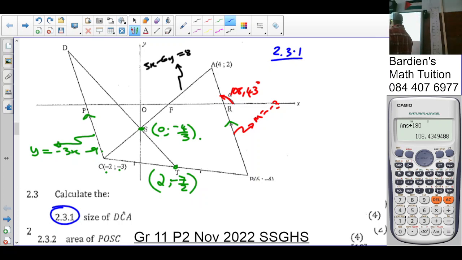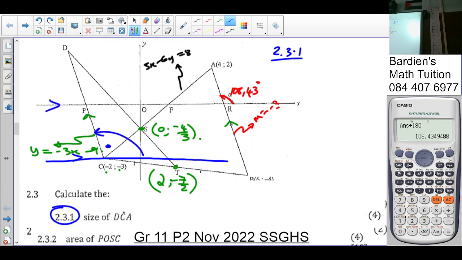Calculate the size of DCA. So angle DCA, this angle. So if I draw a line parallel to your x-axis, why do I do that? Because I can work out the angles of inclination. At this point, I already know what the inclination of that angle is. Why? Because I've worked out angle alpha already. How do I know it's going to be the same? Because the radians are the same. You guys understand?